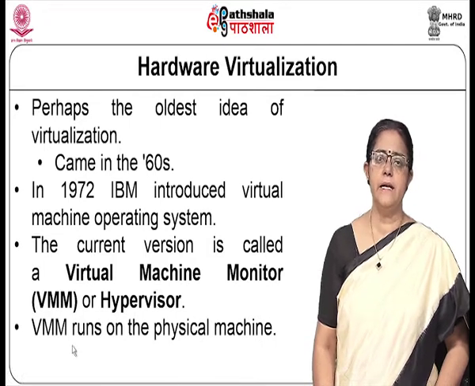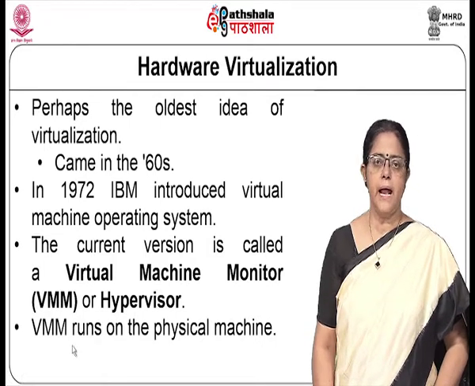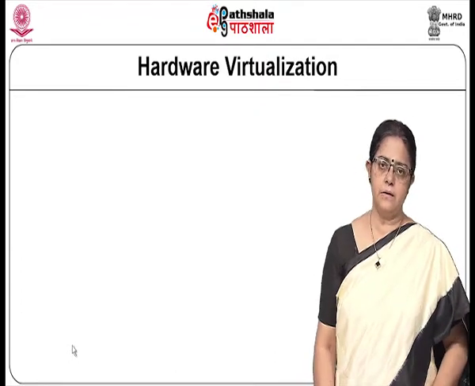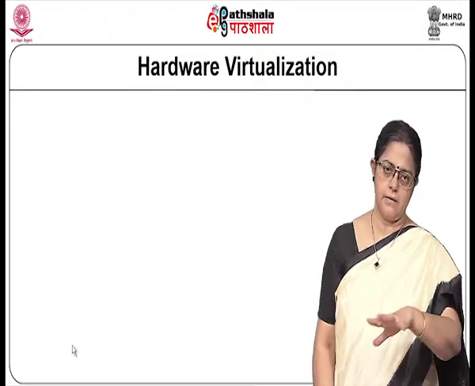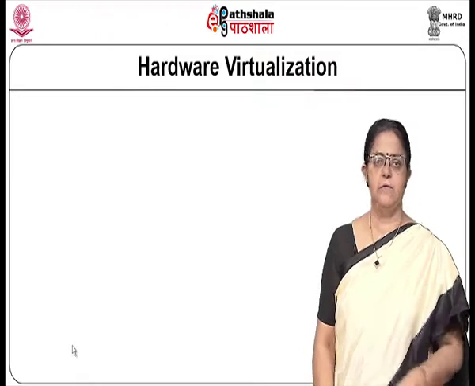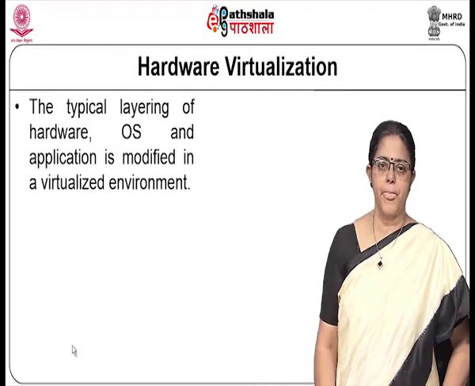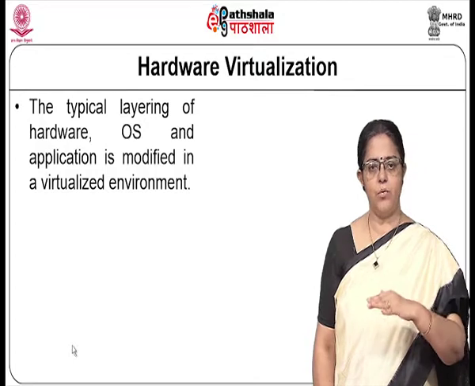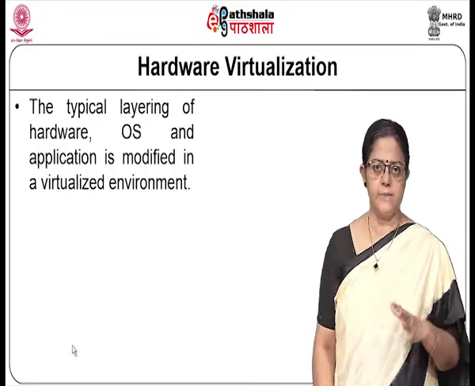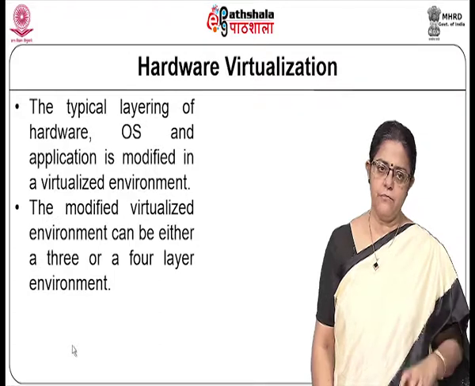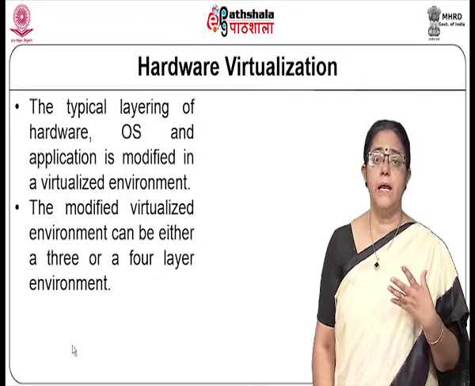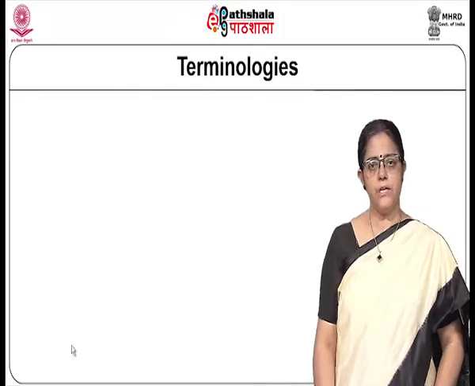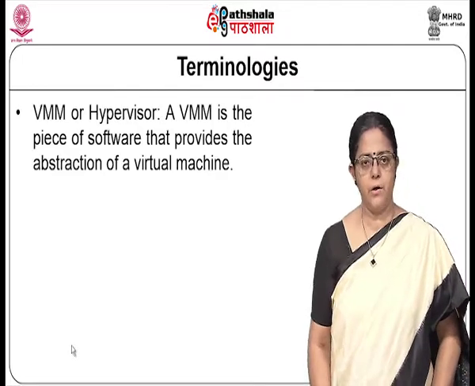This hypervisor runs in the system and helps virtualize the hardware at the HAL level, which means all the hardware underlying the ISA will be virtualized using this mechanism. The typical layering of hardware, OS and then application is modified with another layer of virtualization. That is how we typically visualize virtualization. So, before we get into that, let us look at the terminologies that we are going to use.